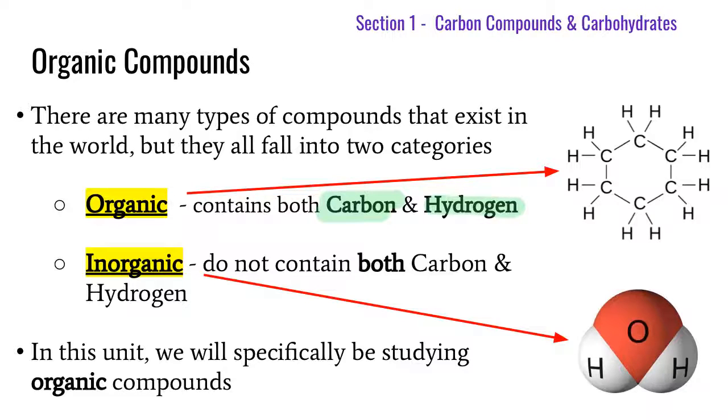However, if it's inorganic, it does not contain both carbon and hydrogen. When I look at something like water down here, water has the hydrogen, but because it doesn't also have the carbon, we consider it to be inorganic. So organic has carbon and hydrogen. Inorganic either has neither or is missing one of them.